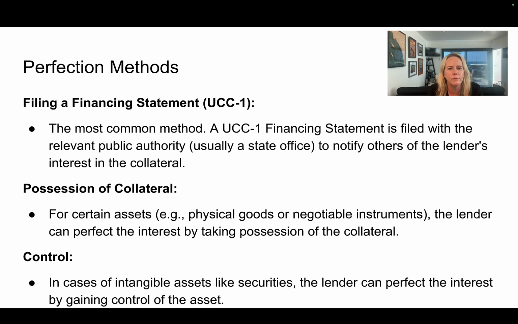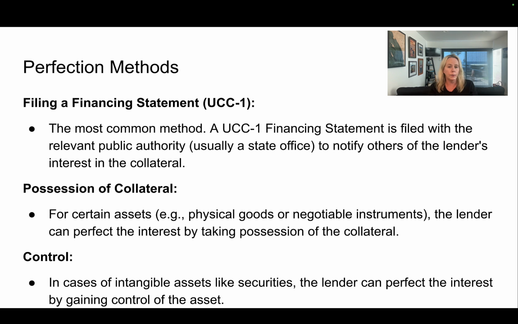And you perfect through a variety of ways. You can perfect through the filing of a financing statement. You can do this through the State of California website. You can also do it at the local courthouse. It generally lasts for about 5 years, and then you have to renew it if the loan is for longer than that period. You can also perfect through taking possession of the collateral.